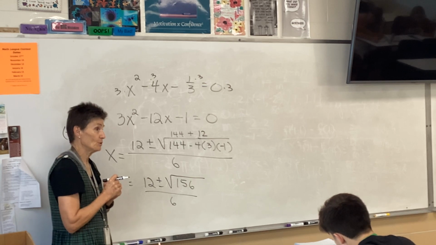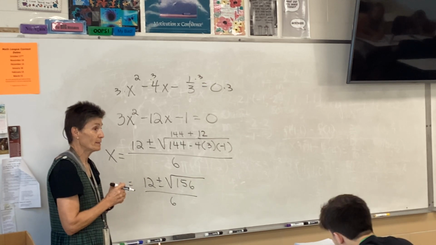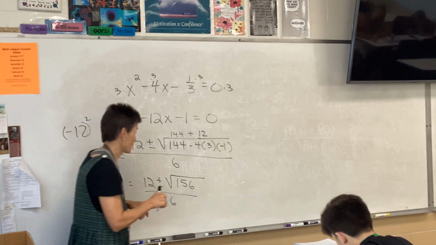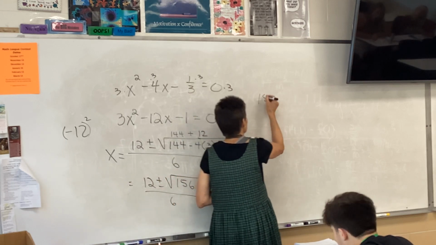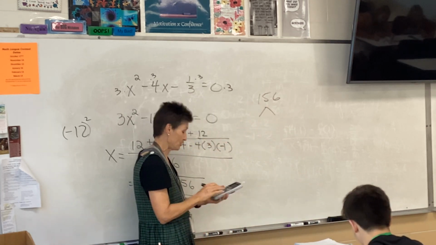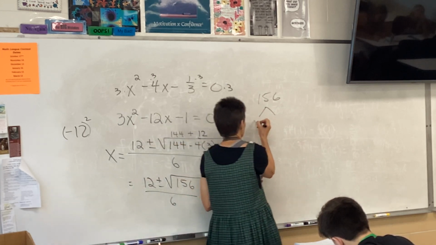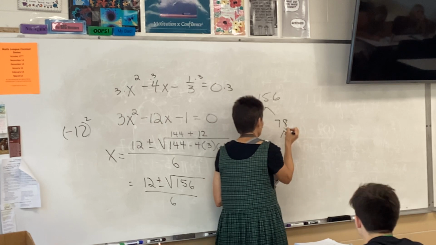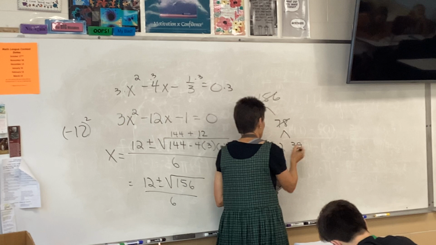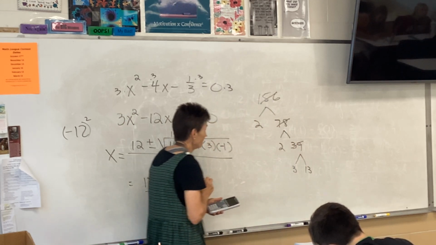So what do I have to do? Since 156 isn't a perfect square, I'm going to have to break it down. So here we go, 156. I always do 2's, you don't have to, but that's my particular style. So it's 2 times 78, and 78 is 2 times 39, and 39 is 3 times 13. I think I'm done.